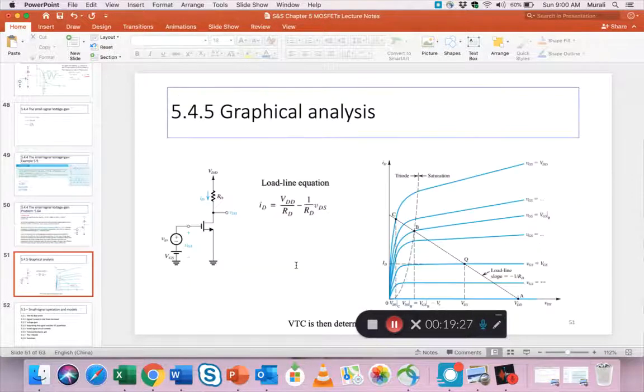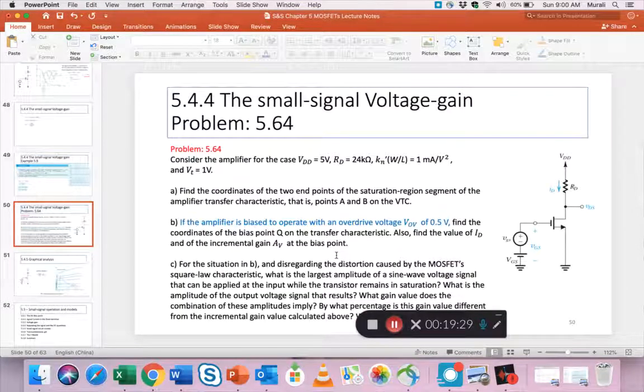Then he again asks what sine wave we can put on the input side, on the VGS, so that the transistor remains in saturation and doesn't become nonlinear. And he says to actually calculate the gain two ways, using this formula and then using the actual output by input, and then see if there's a difference and explain why. So it's an interesting problem.